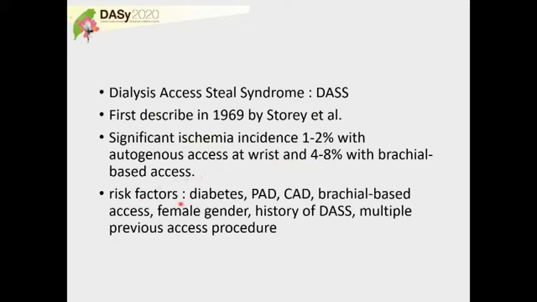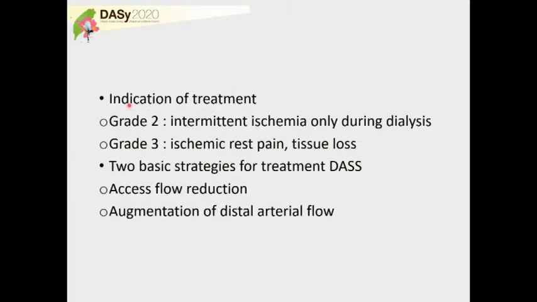The risk factors were diabetes, PAD, CAD, brachial-based access, female gender, history of dialysis access steal syndrome, and multiple previous access procedures. Indications for treatment were grade 2 intermittent ischemia during dialysis and grade 3 ischemic rest pain or tissue loss. There were two basic strategies for the treatment of dialysis access steal syndrome.